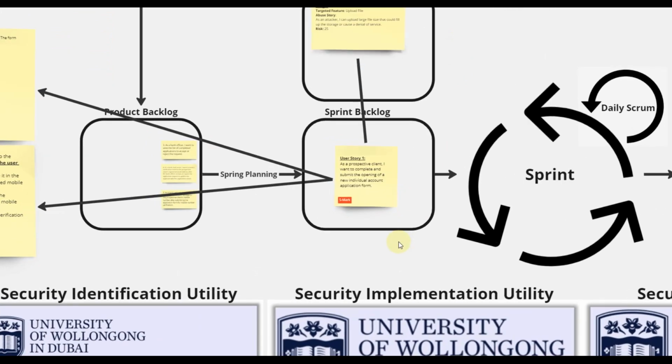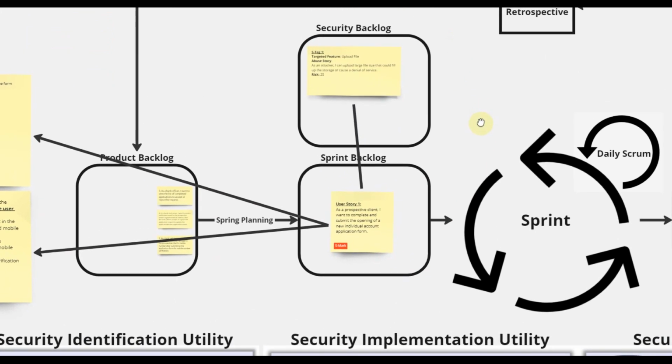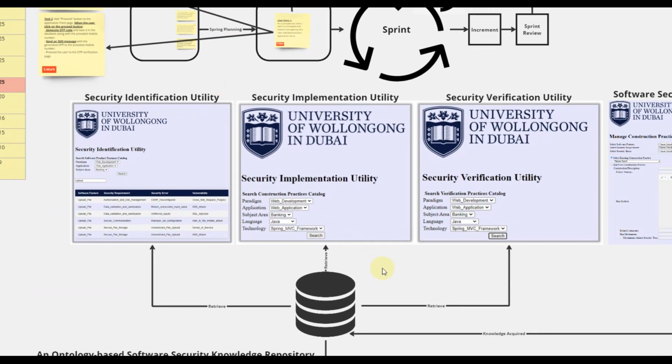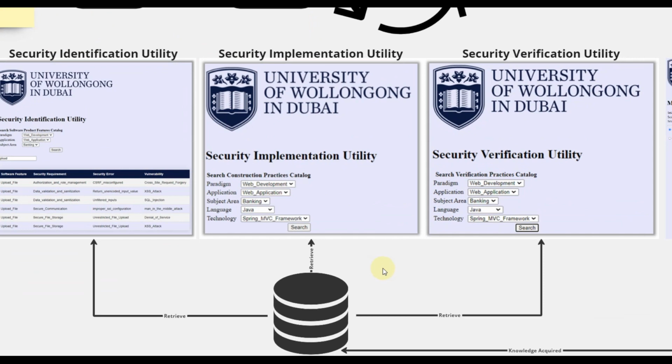When an item is labeled with an S-mark tag, the developer checks the abuse stories associated with the item and uses the implementation utility to search for the construction practices to follow when implementing the product features associated with the assigned item. In addition, the developer uses the implementation utility to understand the possible security errors he might encounter to avoid them. The implementation utility can also be a valuable source of information for the Scrum team during the daily Scrum meeting.